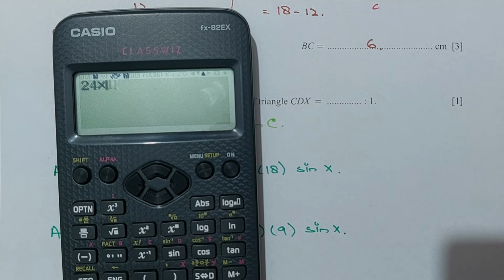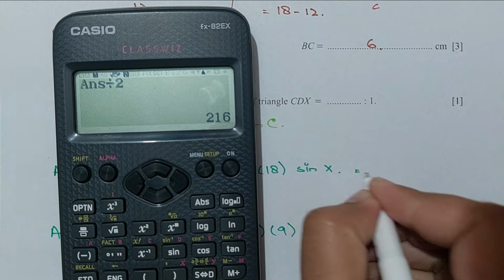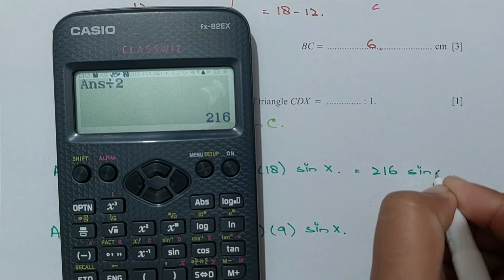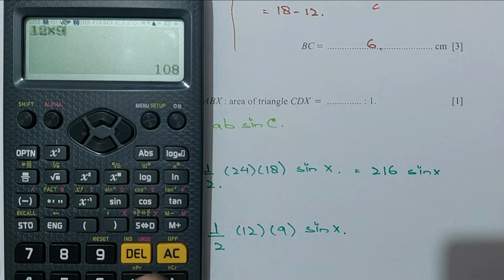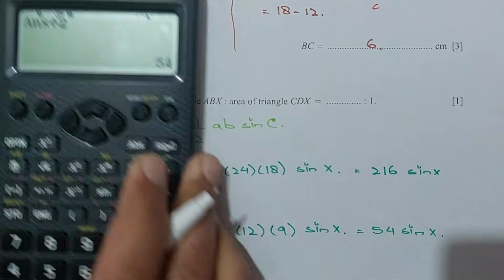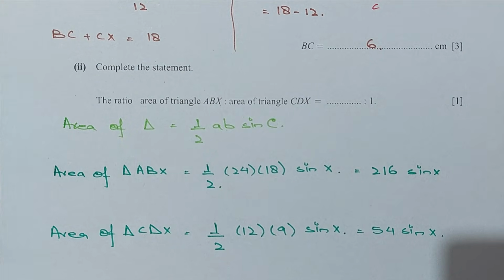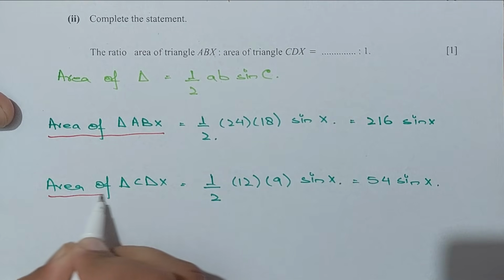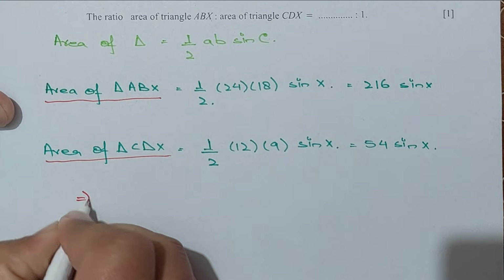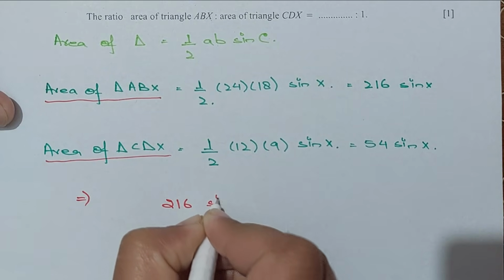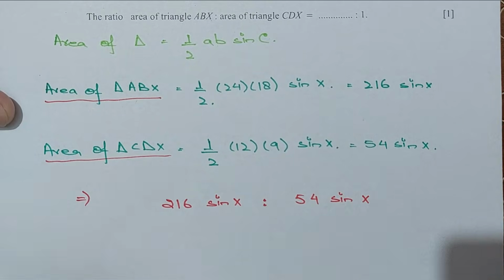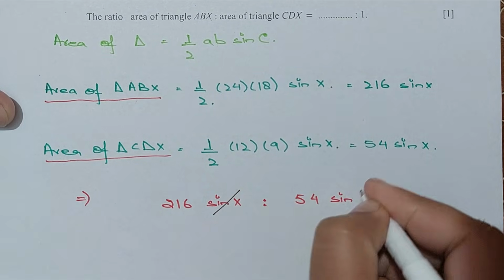Simplify. 24 times 18 divided by 2. This is equal to 216 sine X. And 12 times 9 by 2, this is 54 sine X. Let's convert it into the ratio. So we can say the ratio, area of the triangle ABX to area of the triangle CDX, so 216 sine X to 54 sine X. So we have to cancel the like things. Sine X is cancelled with sine X.